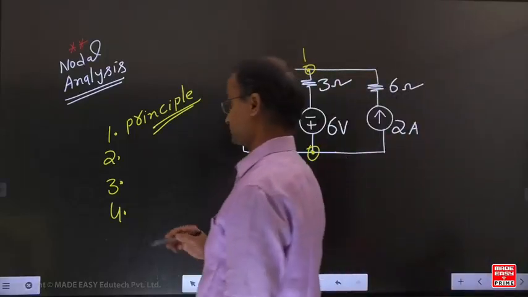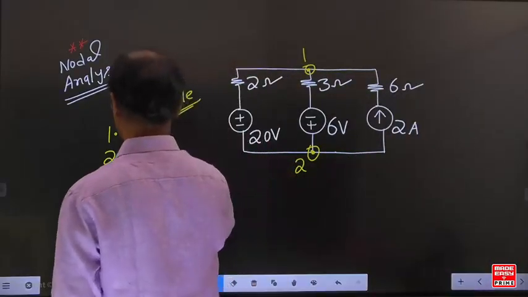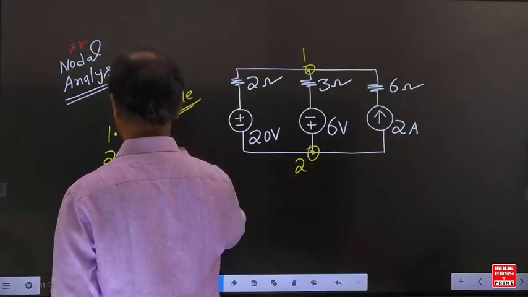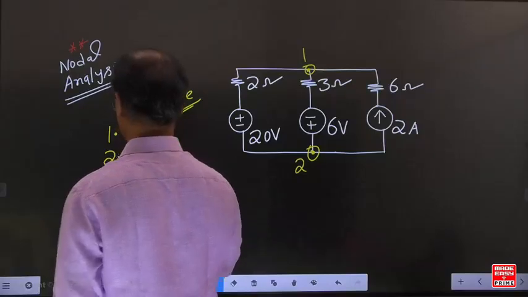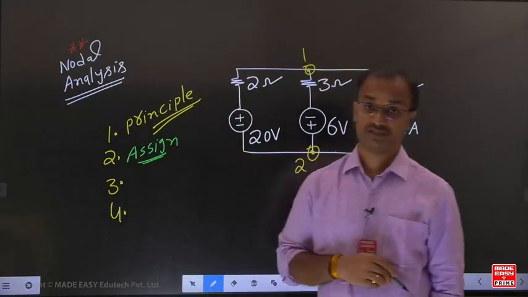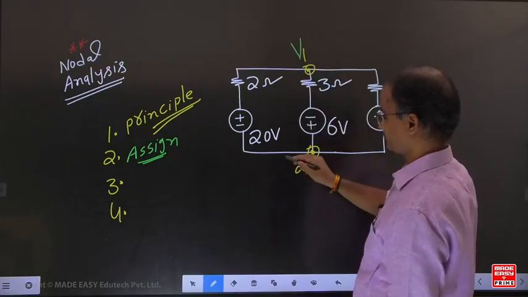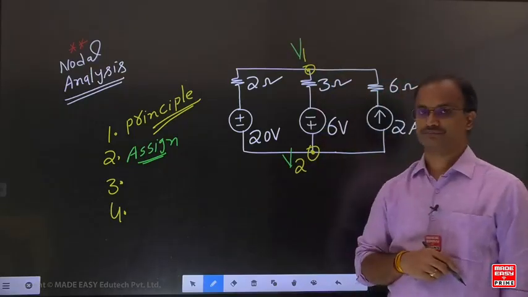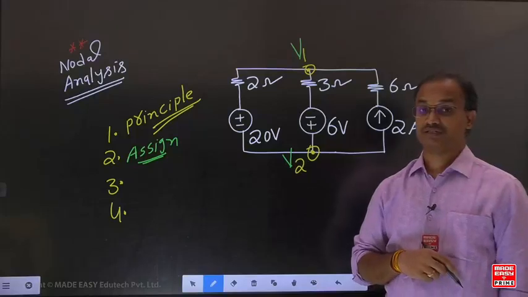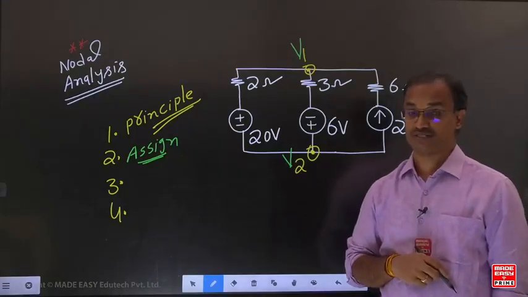Then assign the voltage at each node. In this example, let us assume the voltage of this one is V1 and the voltage of this one is V2. After assigning the voltages, select any one of the nodes as a reference node.